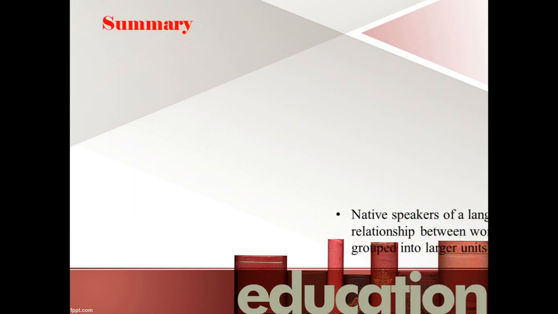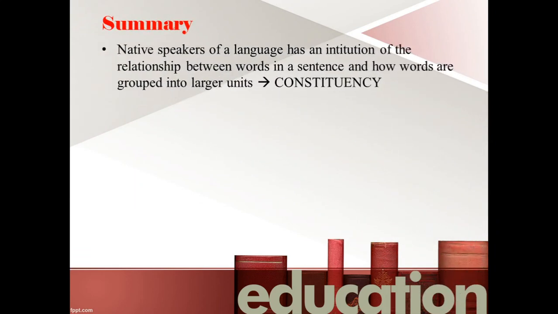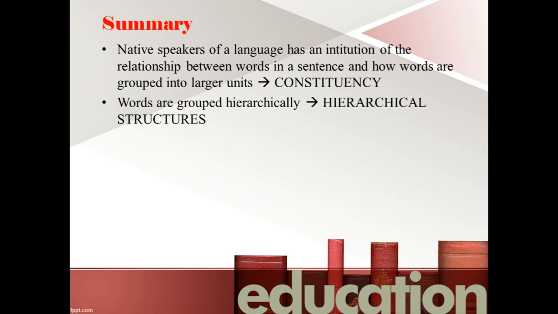Okay, so I think that's my presentation. Hopefully you learned something from this, and I'm going to draw some summaries here. Number one, native speakers of a language have intuition of the relationship between words in a sentence and how words are grouped into larger units, and this phenomenon is called constituency. And then words are grouped hierarchically. This is called hierarchical structure. So that's why we see that the tree diagrams are used to represent this hierarchy, that one unit can be combined into a larger unit, and the larger unit can be combined into an even larger unit.